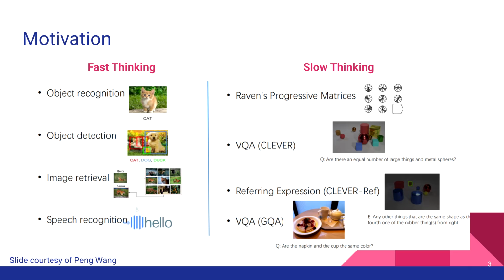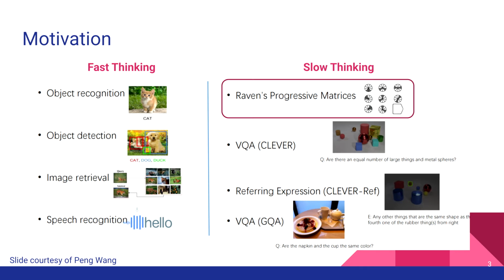The motivation behind this specific paper is that there are two camps of thinking for computer vision problems. On the left, I'm showing some fast-thinking problems, which include things like object recognition, object detection, image retrieval, and speech recognition. Most of these fast-thinking computer vision problems can be solved by just looking at pixel-level information to identify what's in the image and where it is located. However, we argue that it's more interesting in a continual learning setting to start exploring slow-thinking problems. Slow-thinking problems are problems that require more reasoning capabilities. These problems include IQ tests like Raven's progressive matrices, visual question answering, or referring expression recognition.